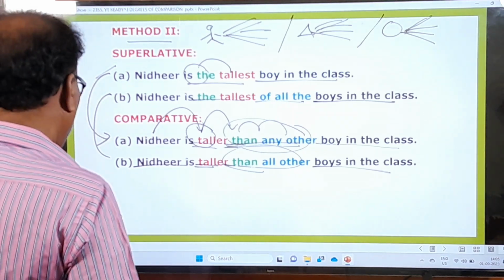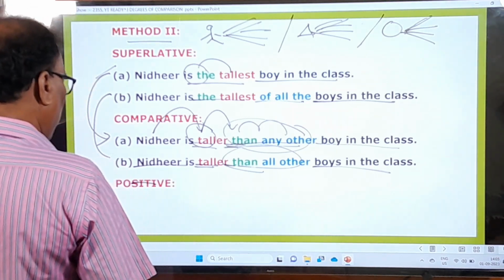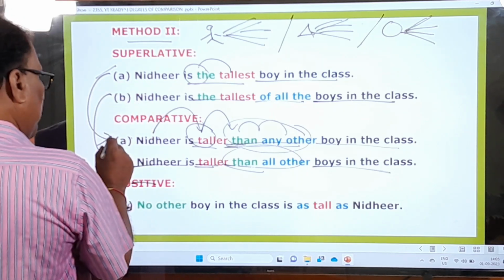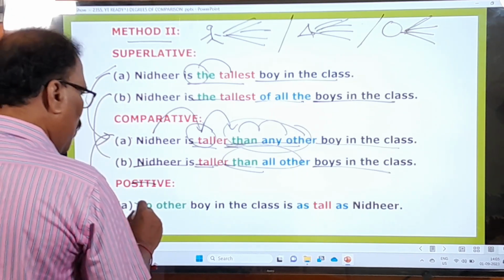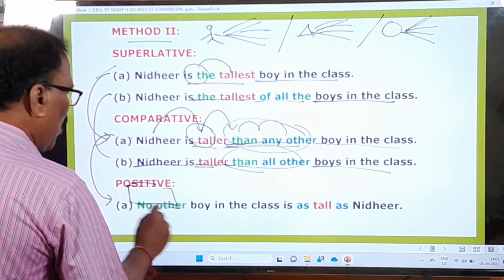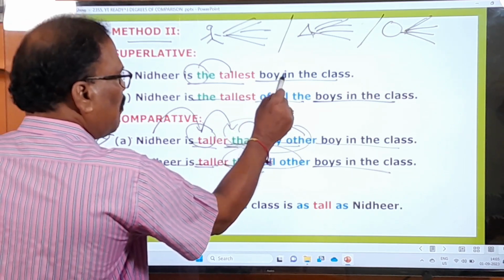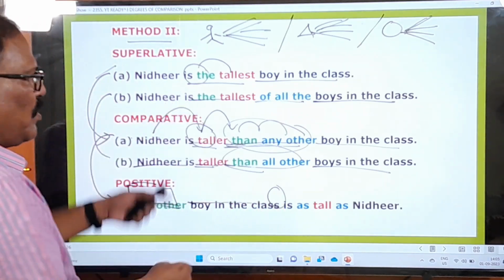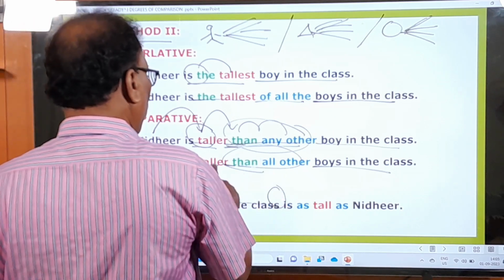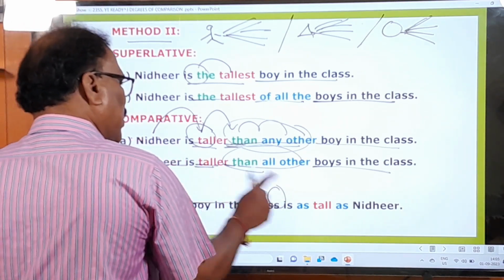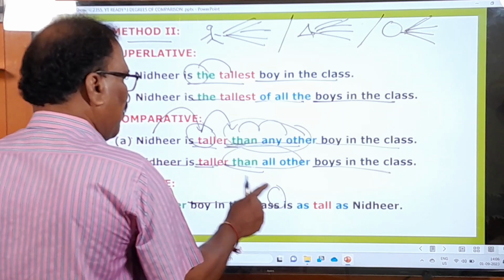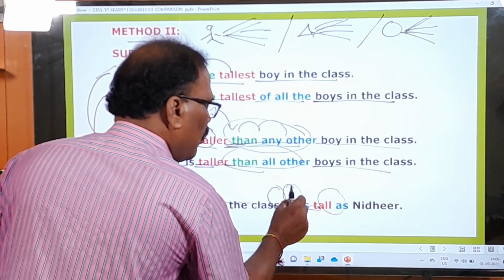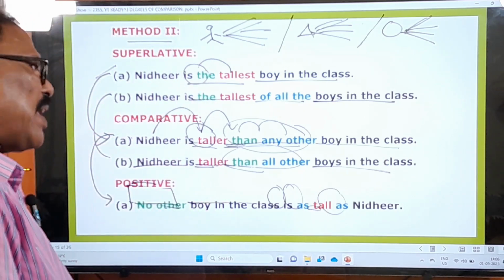And now let's go to the positive degree. If this kind of sentence is given, you have to turn it into comparative in this way. And in the positive degree, you have to say, no other. No other is important. After this, the remaining sentence. What is the remaining sentence? Boy in the class. That you have to write. After that, helping verb. If it is, you have to say was or is. And then you keep this adjective, positive adjective. What is the positive adjective of taller? Tall. This should be put in between as and as. As tall as.